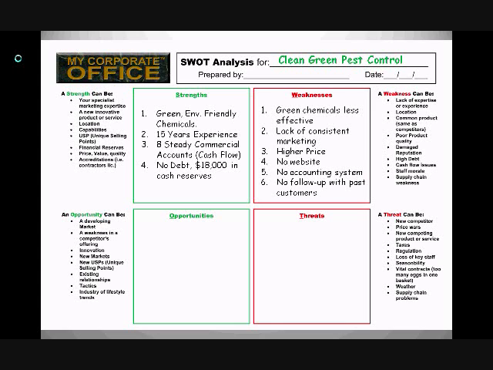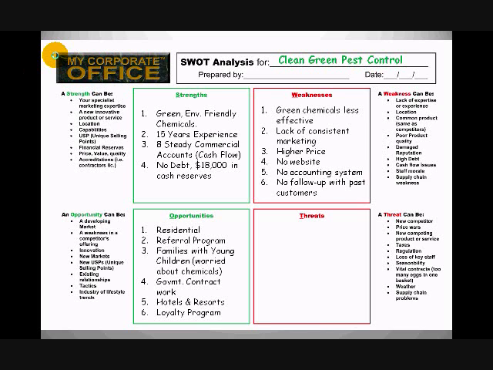And 6, no follow-up with past customers. We tend to do a job and move on, missing opportunities for repeat work and referrals. We should stay aware that strengths and weaknesses are internal factors that we have the most control over. After reviewing strengths and weaknesses, we are now ready to consider our opportunities, or things that we can take advantage of to grow our business.